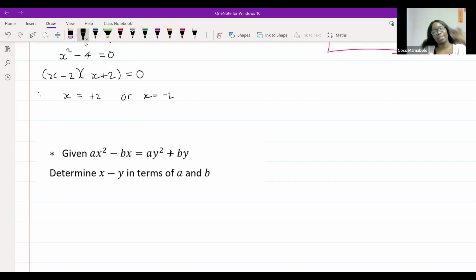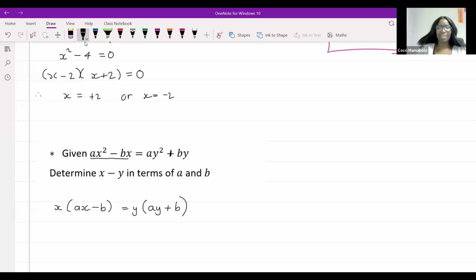X. Okay, clearly says X. Abu says X. Emmanuel says X. Okay, so let's take out X from this side, right? If I take out X, I'm going to end up with AX minus B on this side is equal to, what about on this side? Y. Okay, we're going to take out a Y. And then I'm going to end up with AY plus B.